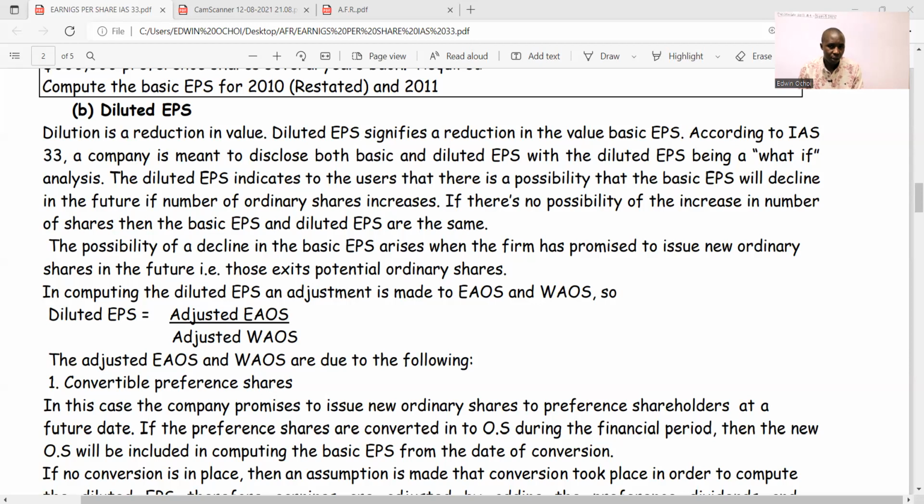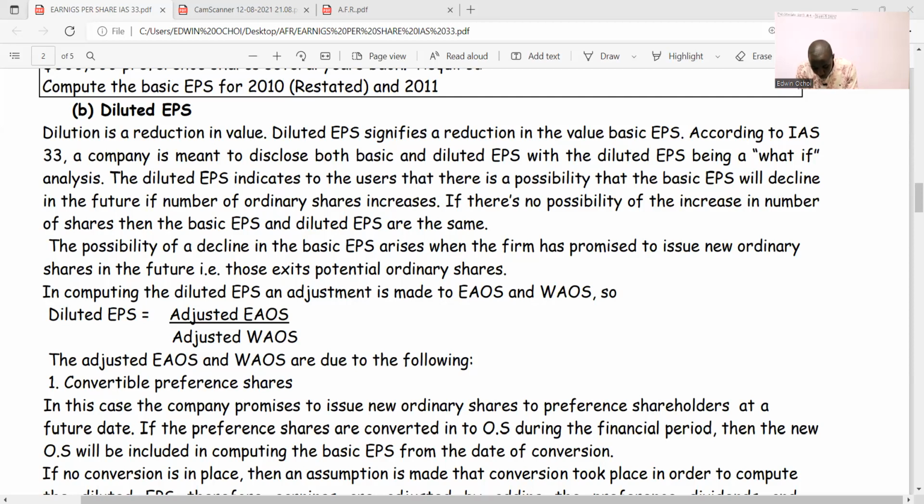So where are these ordinary shares increasing from? If there is no possibility of an increase in the number of shares, then the basic EPS and the diluted EPS are the same.